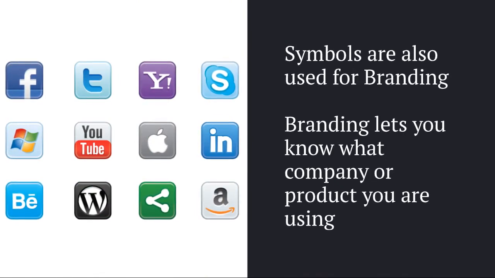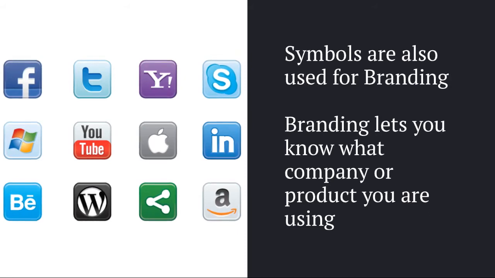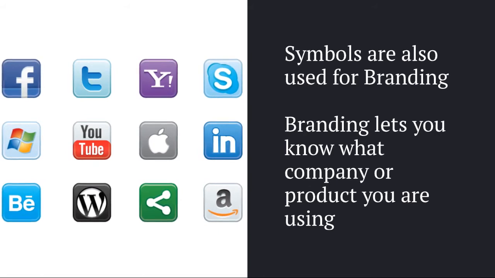Symbols are also used for branding. Branding lets you know what company or product you are using. For instance, if you wanted to make a tweet, you'd go on your phone and click the Twitter button. If you wanted to post an image on Instagram, you'd go on your phone and click the icon or the symbol for Instagram.